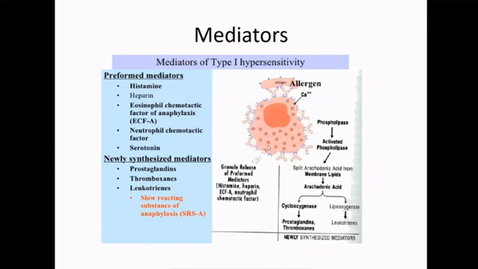When the cross-linkage happens, the cell will degranulate and release preformed mediators. In these preformed mediators, the most important mediator is histamine, but there are others like heparin, neutrophil chemotactic factors, serotonin, and others. Okay.